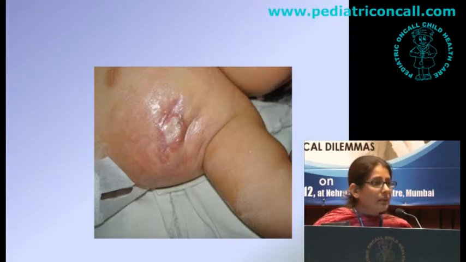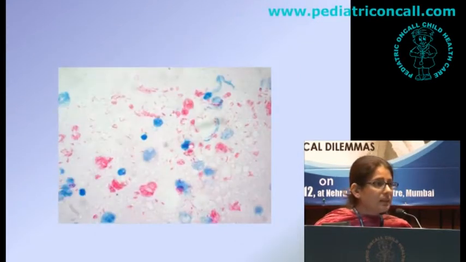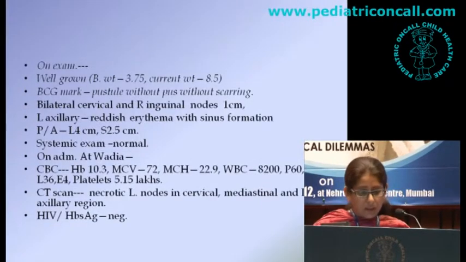This is how the swelling was when the child presented to us. She was managed at Somaiya with AKT, but with no response, she was sent to us. This is the pathology slide showing the acid-fast bacilli in this child. On examination, she was well grown with a birth weight of 3.75 and the current weight was 8.5. The BCG mark showed a pustule without pus, without scarring.